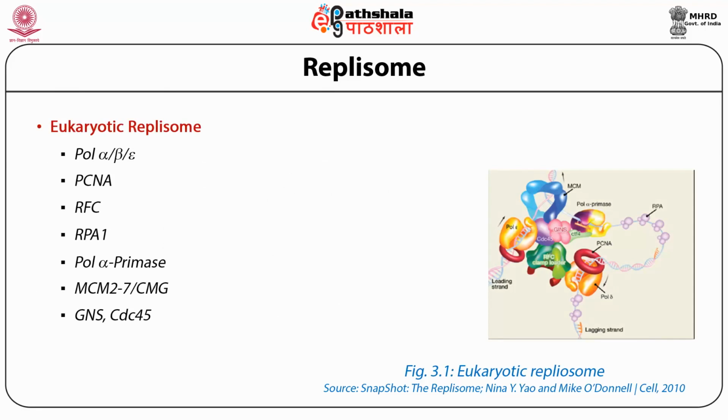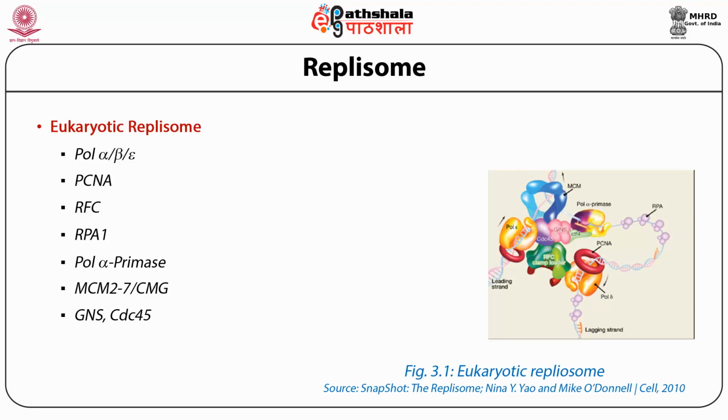The eukaryotic replication complex, or eukaryotic replisome complex as it is also known, is characterized by the following proteins. To begin with, it includes the polymerase alpha, delta and epsilon, whose functions we have already discussed. PCNA, or proliferating cell nuclear antigen, happens to be the clamp loader complex which stabilizes the replisome complex on the DNA duplex.